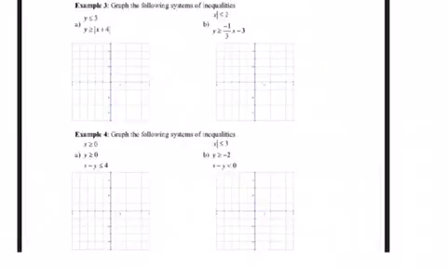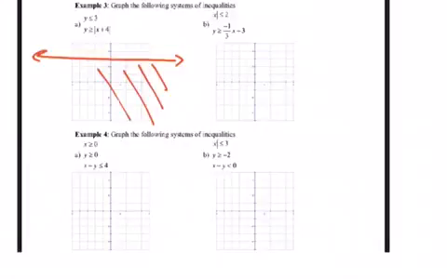So the first, for example 3a, the first one's just y, so I have a horizontal line through y equals 3, solid line, because it's or equals to, and it's all the y values that are less than. So it's underneath the line.